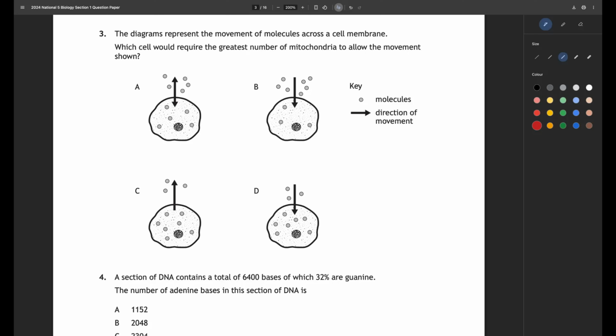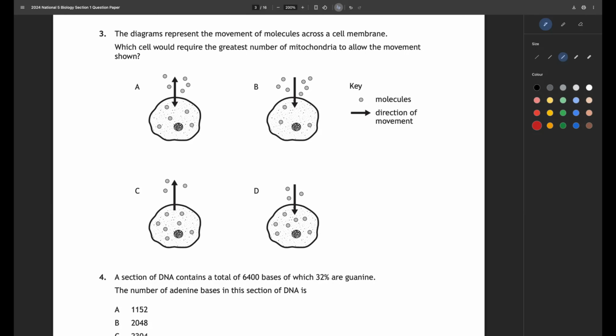Okay, question 3. The diagrams represent the movement of molecules across a cell membrane. Which cell would require the greatest number of mitochondria to allow the movement shown? So the knowledge that we have to link in this question is between ATP production in 1.6 respiration, and obviously the function of the mitochondria, which is the site of aerobic respiration. And we also have to link that to active transport, which is our topic 1.2. So which cell would require the greatest number of mitochondria?